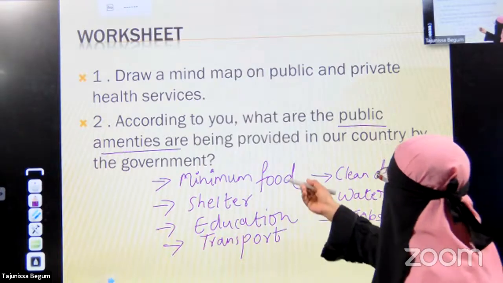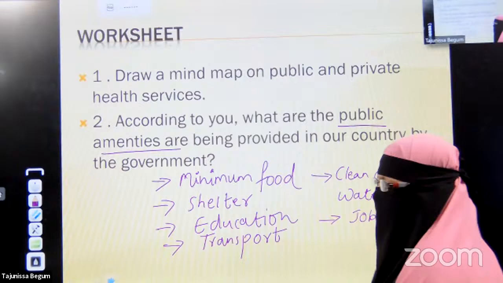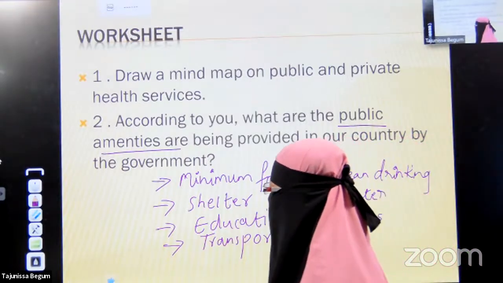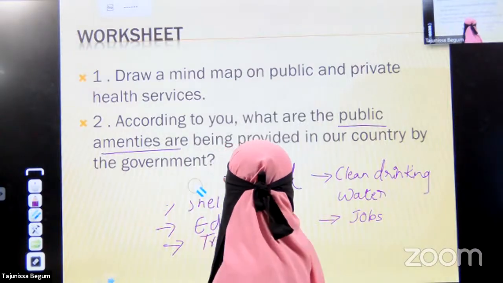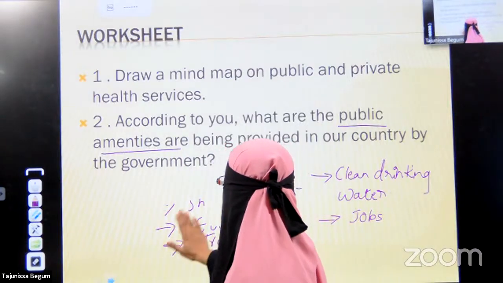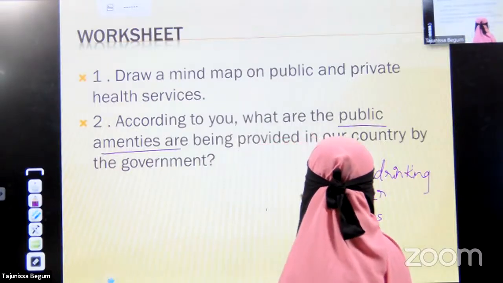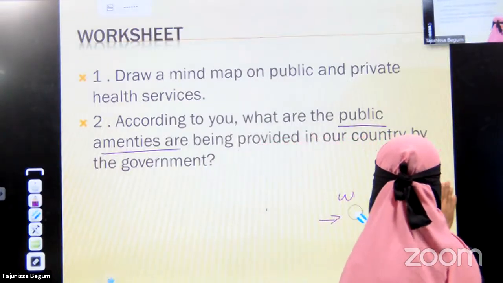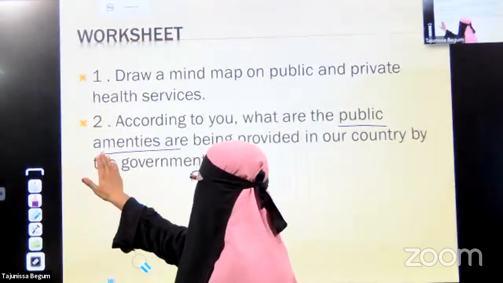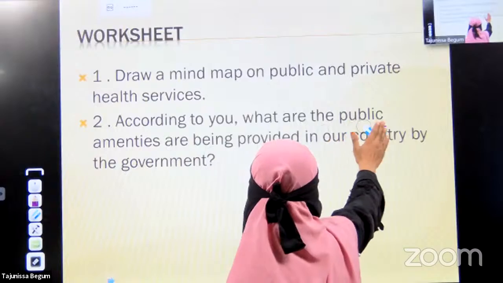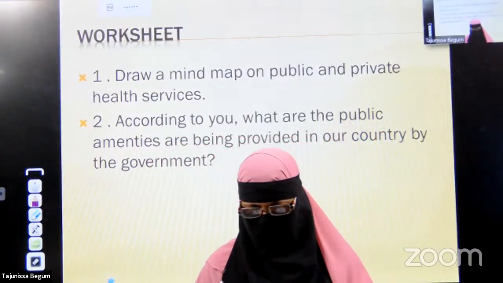According to you, what are the public amenities being provided in your country by the government? The government is giving many schemes so that the people can get all the benefits. These are the things we are expecting from the government for the common people, so that everybody can eat good food and have nutrition, they can be healthy, and when they are healthy, they can go to schools, colleges, learn their courses and get good employment. Next we'll see.